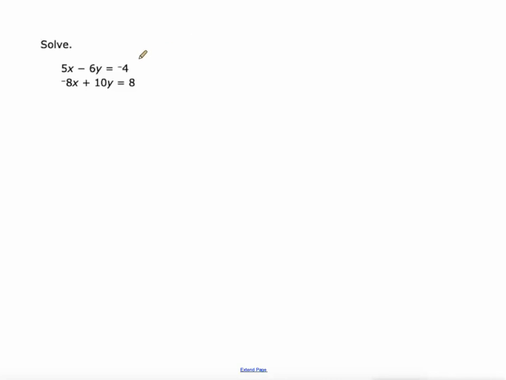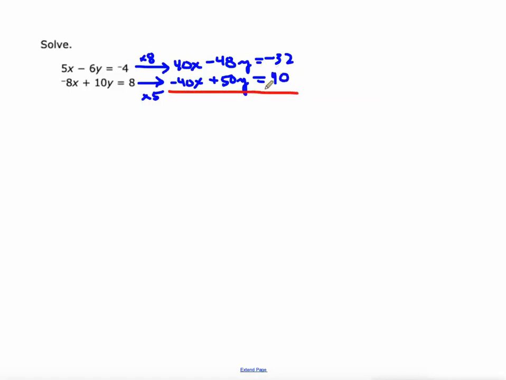One more, and I'm definitely going to use the combination method here. So I'm going to take this top equation and multiply it by 8. That gives me 40x minus 48y equals negative 32. And the bottom equation, I'm going to multiply by 5. So that's going to give me negative 40x. See what I did there? Plus 50y equals 40. All right, so now we can use the combination method because we've got leading coefficients that are opposites.